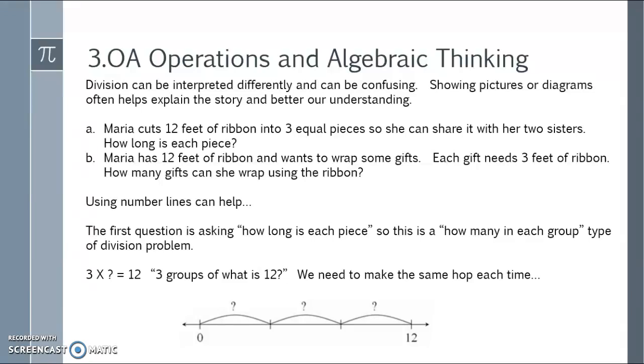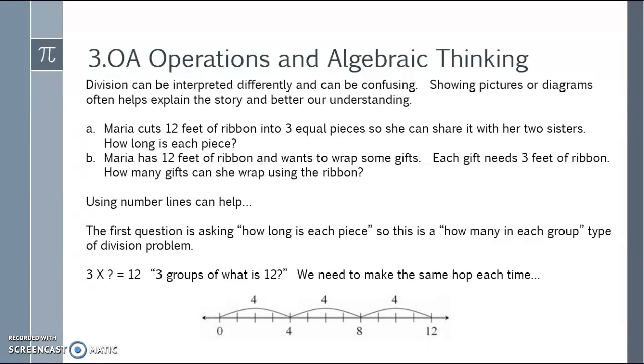So we have the number line to 12. We're thinking 3 groups of how many is 12. So how many do we need to hop each time in order to get to 12? That would be 4. So 4, 8, 12. We're hopping 4 each time.